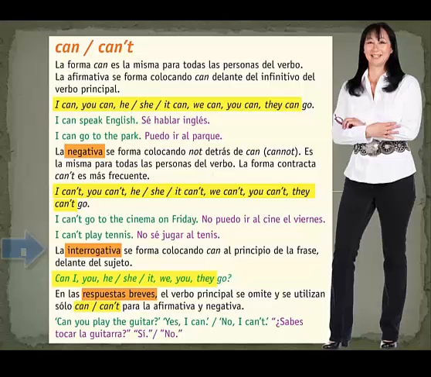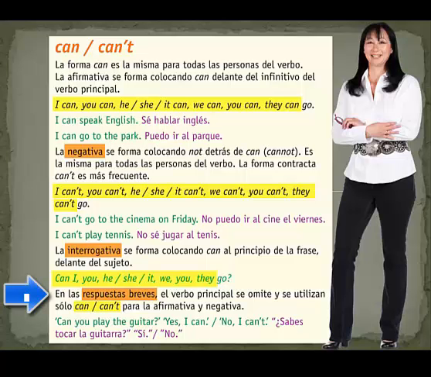If you want to make a short answer, you have to omit the main verb and you use just the auxiliary verb can. As in the example, can you play the guitar? Yes, I can. No, I can't. You use the adverb yes or no, depending on the type of answer you want to give. And after that, you place a comma in both cases. Don't forget, because it is important. It's a formal issue, but you have to do it like that.